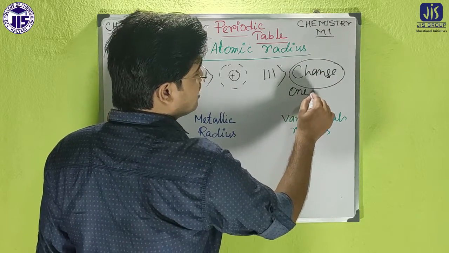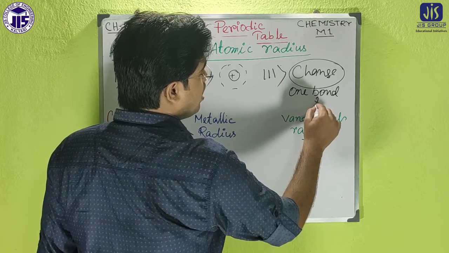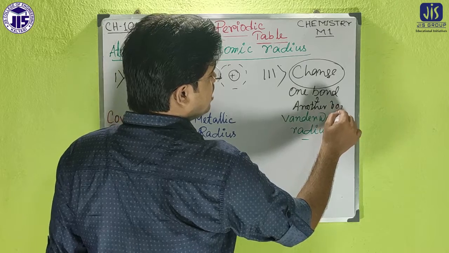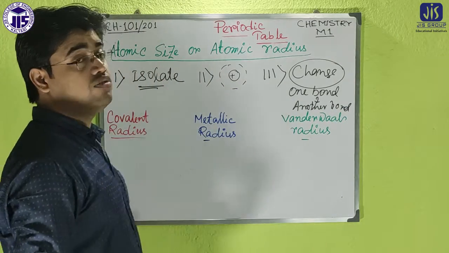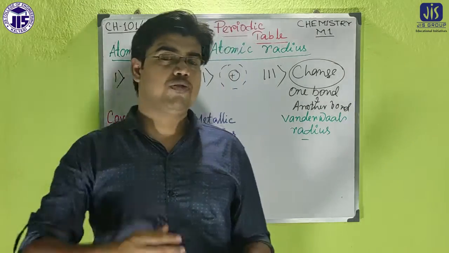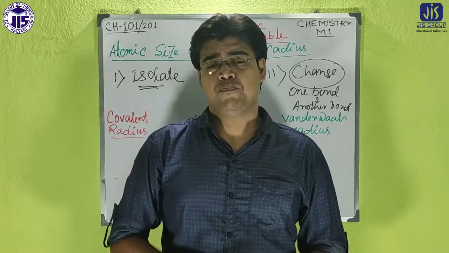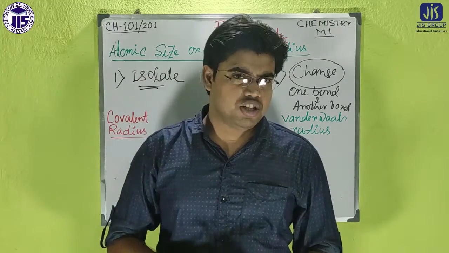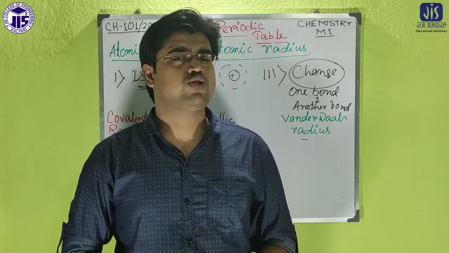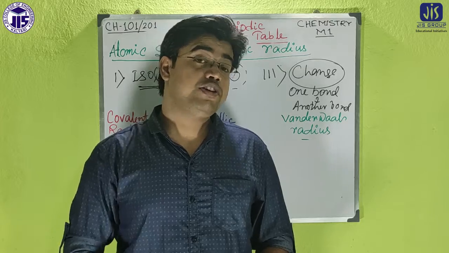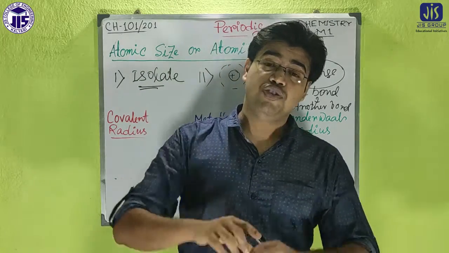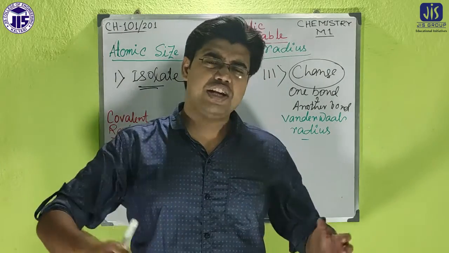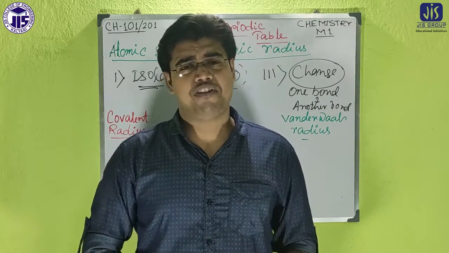And the third very important point is that atomic radius also changes from one bond to another bond. That means there are some factors which act on the atoms, like the attraction force or the electronegativity or different kinds of factors, and depending on these factors, the atomic radius is also not fixed. If it were possible to isolate a single atom without interference of any other atom, then it would be possible that the atomic radius would be fixed.